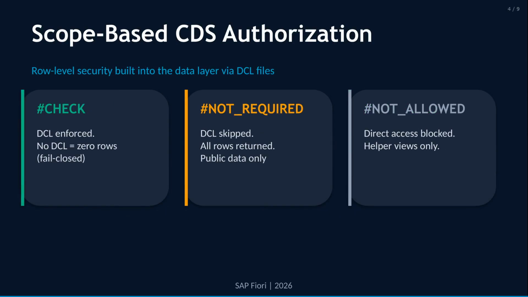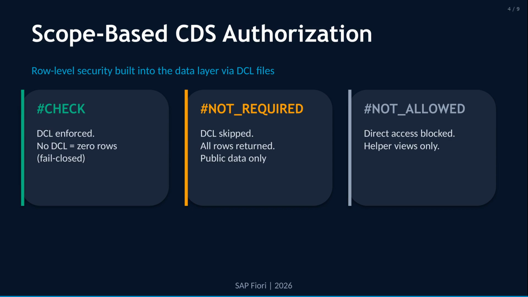If your OData services are backed by core data services views, you have a second authorization layer. CDS views support the annotation @AccessControl.authorizationCheck, which can be set to #CHECK, #NOT_REQUIRED, or #NOT_ALLOWED. When set to check, the runtime enforces a data control language, a DCL file, that defines which rows the user can see based on their role. This is built into the data layer.